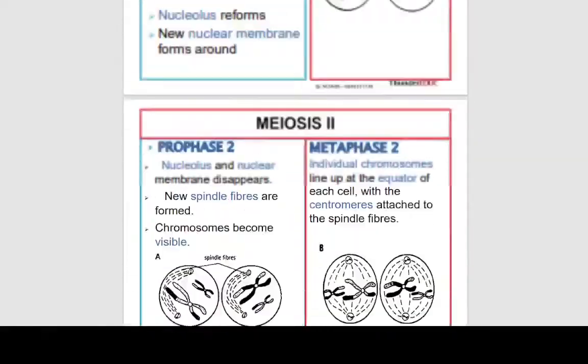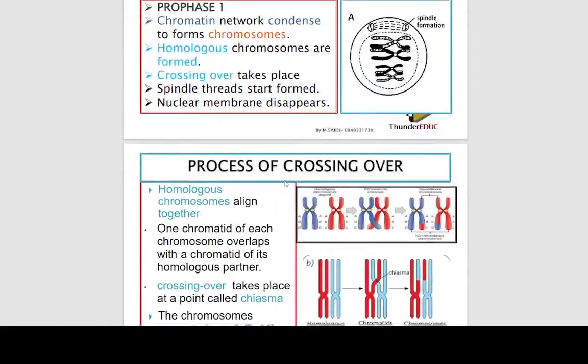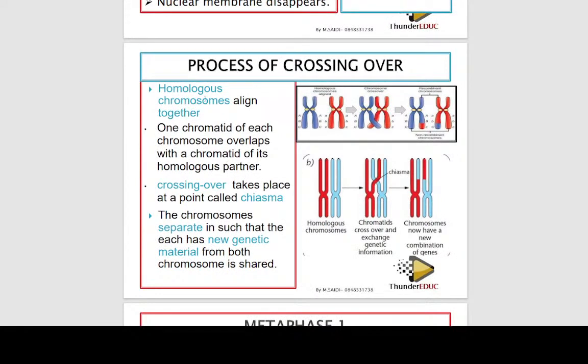And I said it here also, the real phase of crossing over. The homologous chromosomes line up together. One chromatid of each chromosome overlaps with the chromatids of the homologous partner, and then the crossing over takes place at a point called, wherever you see this is a marking point. Just download the book. Make sure that you use this book. I guarantee you a distinction.